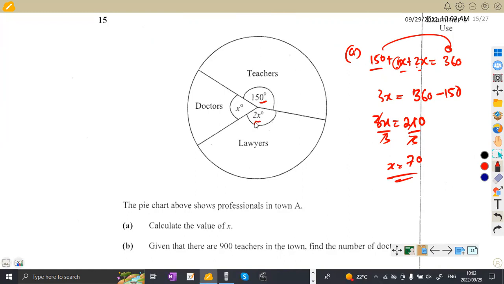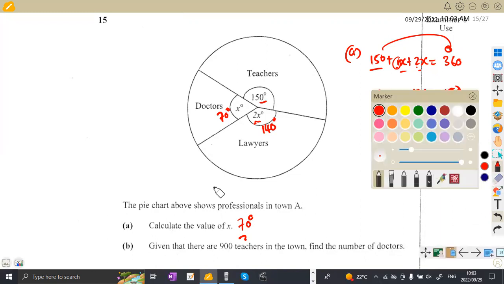So this here is the same as 2 times 70, which is 140. This one is 70. But you are not told to do that. I'm just saying this is what it actually means. Okay, so we've got our value of X here, which is 70 degrees. Then, given that there are 900 teachers in the town, find the number of doctors.